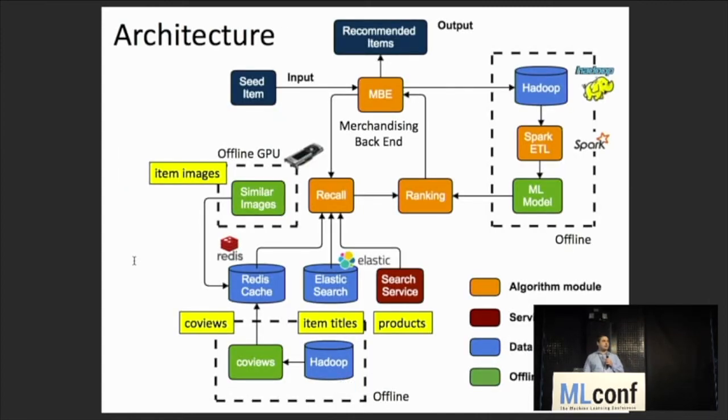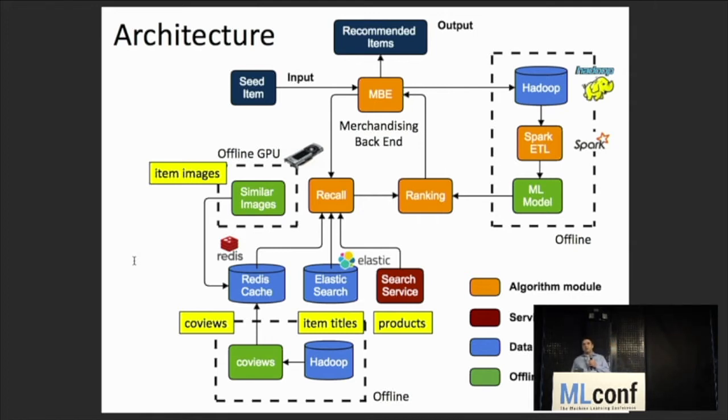Okay, so let's talk about the architecture. This slide is pretty busy, but let's step through it one by one. On the top left, you have the seed item, which is the item that the user is actually looking at, and that's the input to the algorithm. On the top, you have the recommended items. That's the output. You have an input, it goes into MBE, our merchandising backend system, and we get the recommendations as the output.